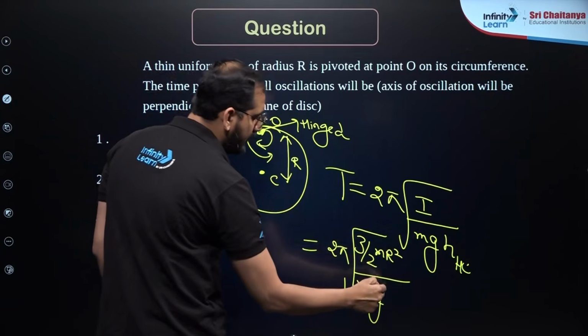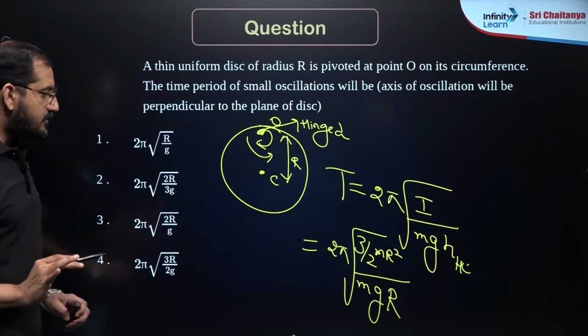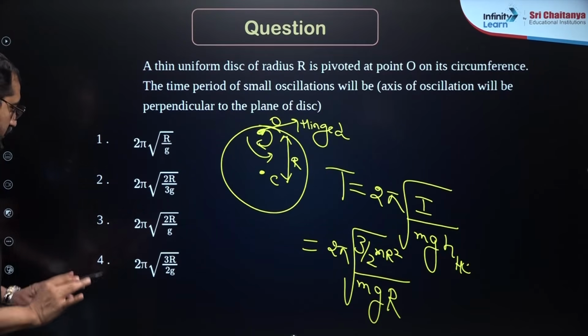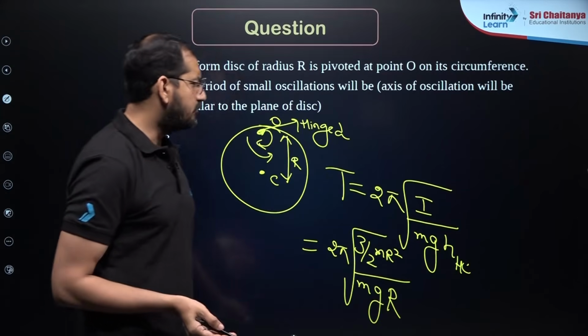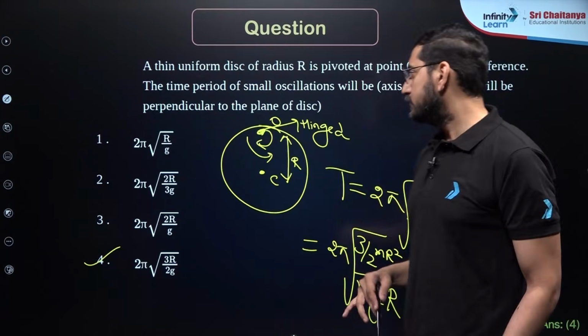This distance is r. R will get cancelled out, M will get cancelled out. Square root 3 by 2 should come. Yes. Fourth option is your correct answer. I hope the concept is clear. Direct formula putting. Let's move.